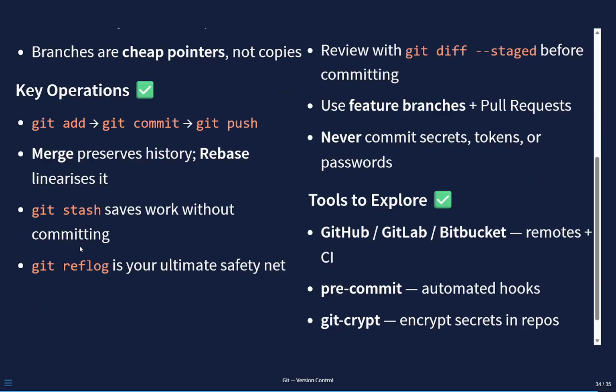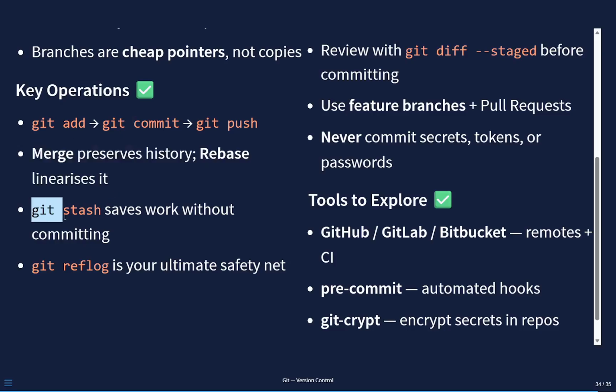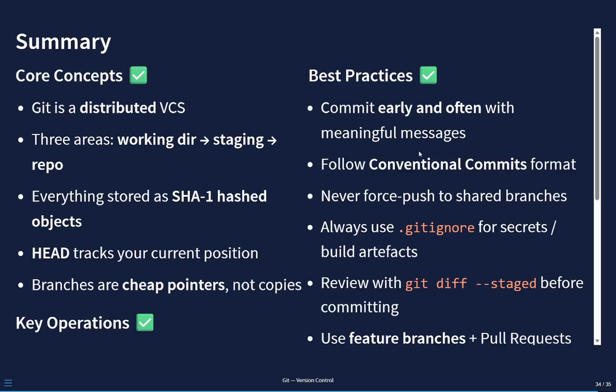Key operations. The everyday loop is git add, git commit, git push. Merge preserves history. Rebase linearizes it. Stash is your work-in-progress clipboard. Reflog is your ultimate safety net for anything that seems lost.